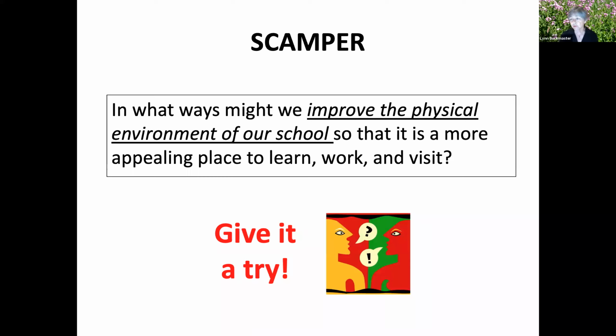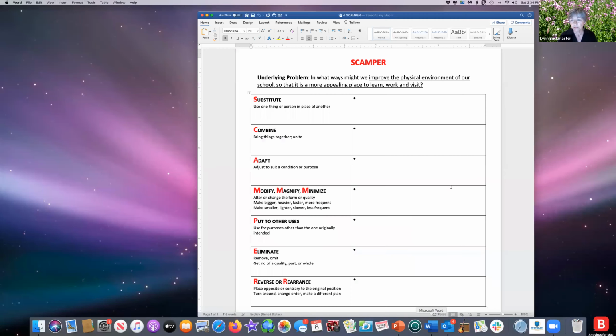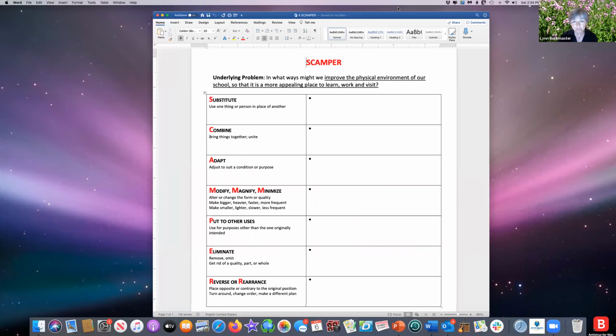So we're going to try a SCAMPER activity where we're going to focus on ways we might improve the physical environment of our school so that it is a more appealing place to learn, work, and visit. So you're going to use your chat feature again. And up here again, I have what we're focusing on: improve the physical environment of our school so that it's a more appealing place to learn, work, and visit.